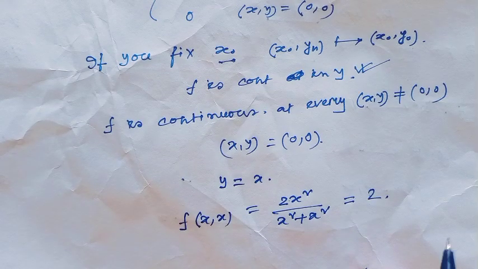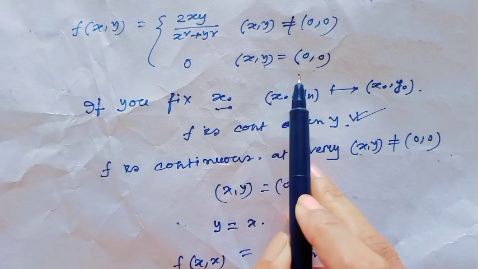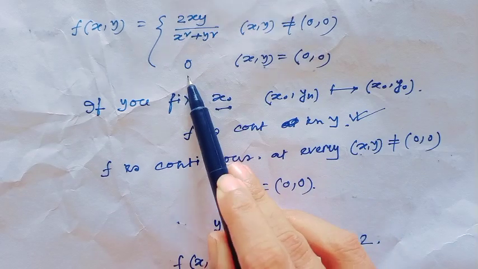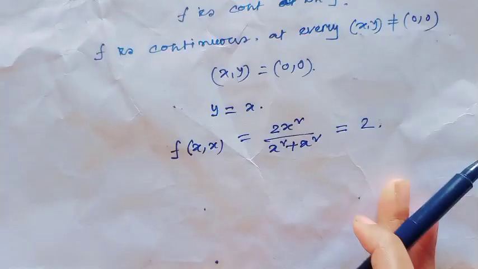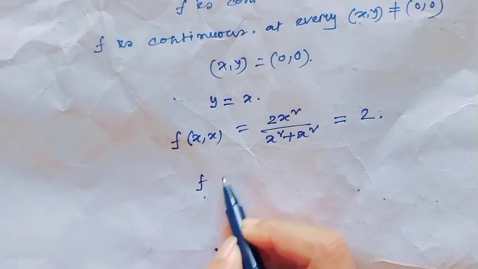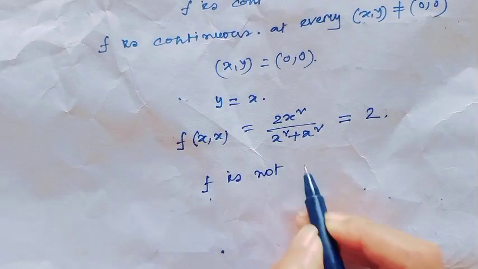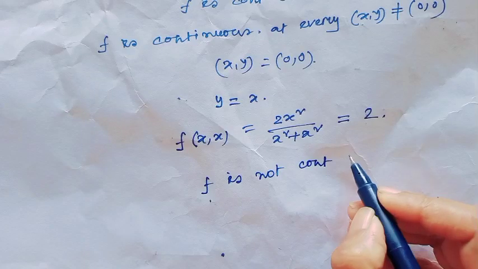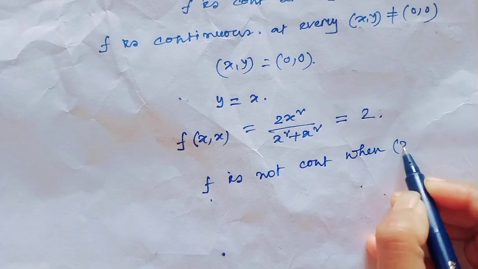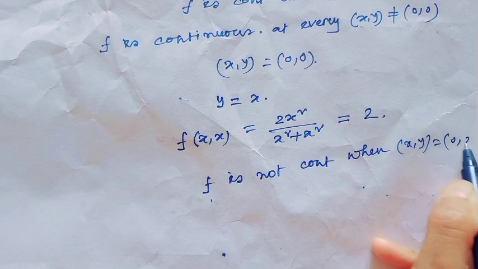But when the value of xy equals 0, then the value of the function is 0. So f is not continuous when xy equals (0, 0). Okay?